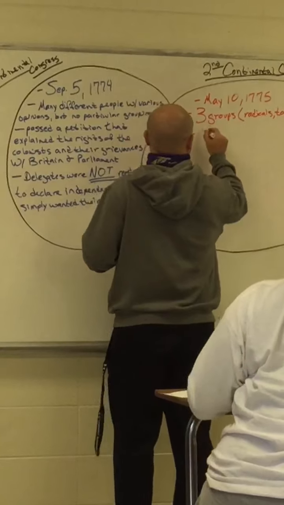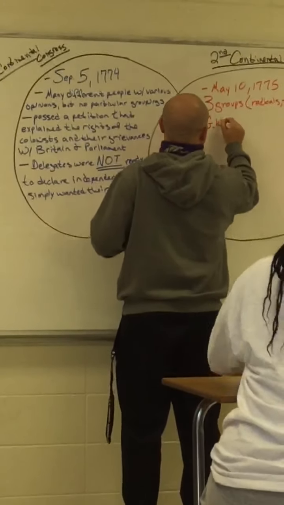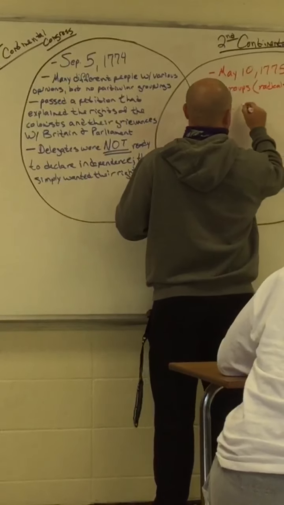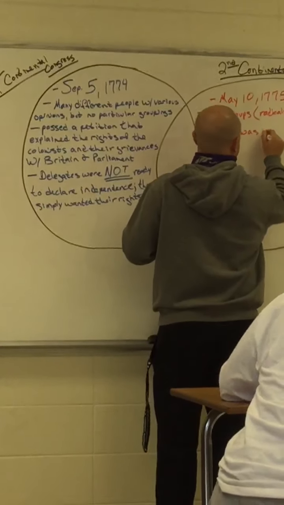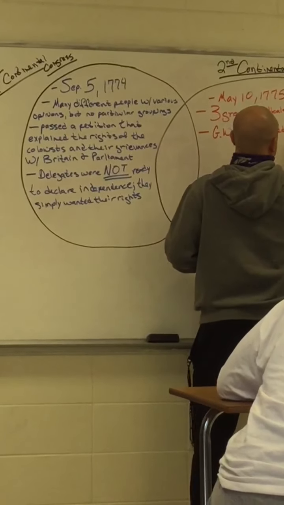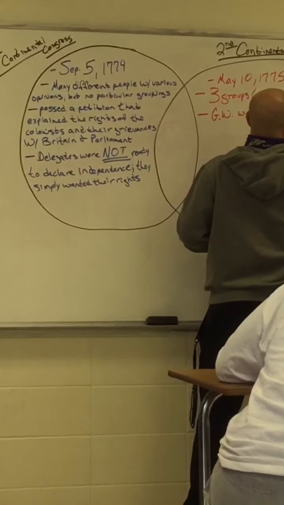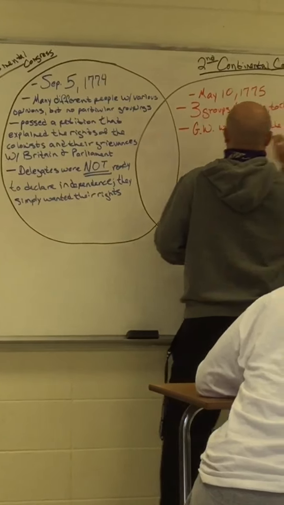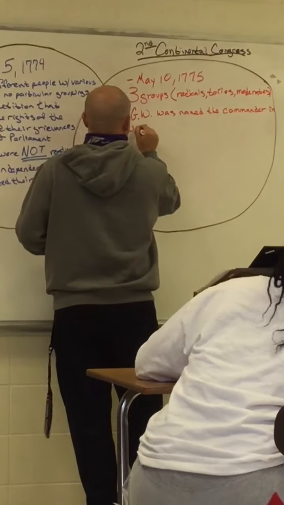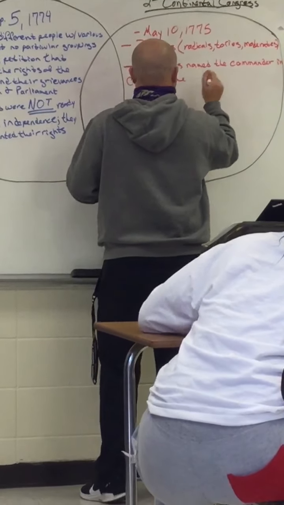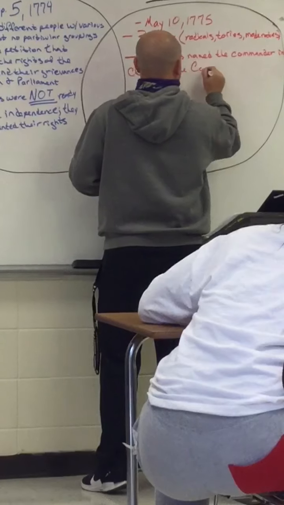Alright, I'm just going to write GW. You can write George Washington, if you can remember it like that, then that's fine. George Washington was named the commander in chief of the Continental Army.